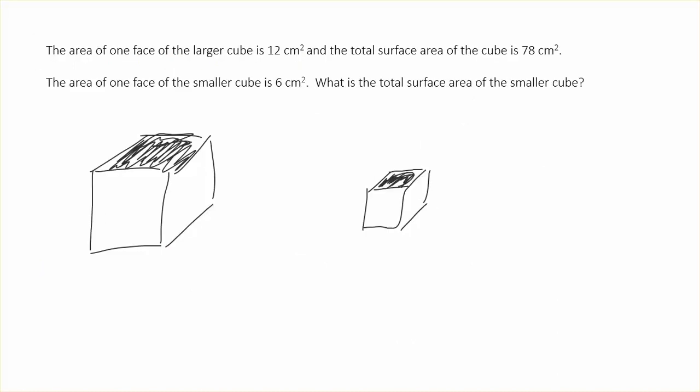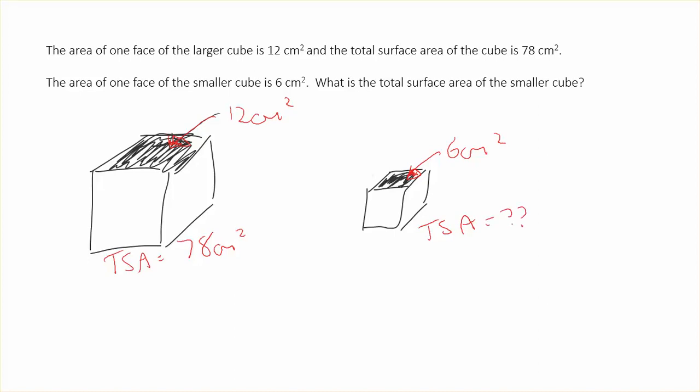This one, the area of one face of the larger cube is 12 centimetres squared. So I've coloured that in there. Just one face is 12 centimetres squared. And the total surface area of this cube is 78 centimetres squared. The smaller cube, just one face, this one that I've coloured in, is 6 centimetres squared.